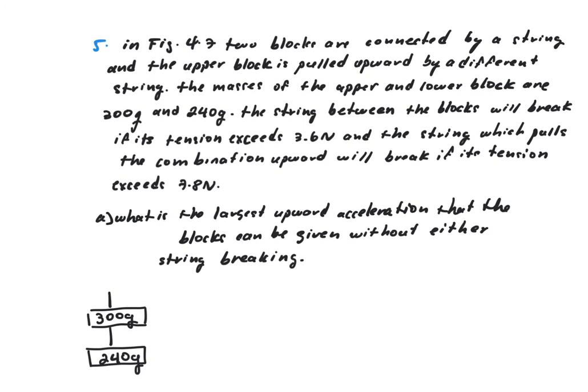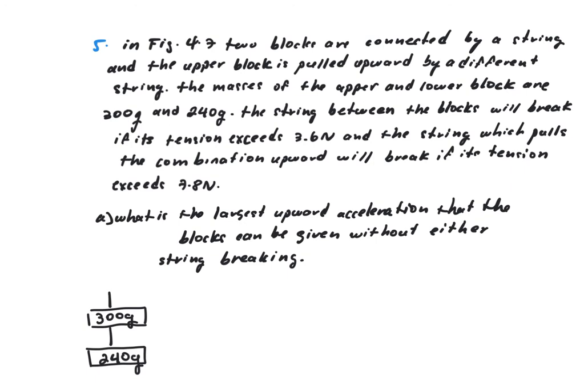All right, so figure for 4.7, two blocks are connected by a string, and the upper block is pulled up by a different string. The masses of the upper and lower block are 300 and 240 grams. The string between the blocks will break if its tension exceeds 3.6 newtons, and the string which pulls the combination upward will break if its tension exceeds 7.8. What is the largest upward acceleration that the block can be given without either string breaking?